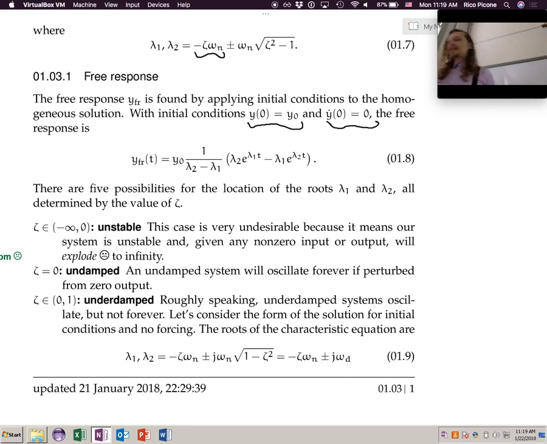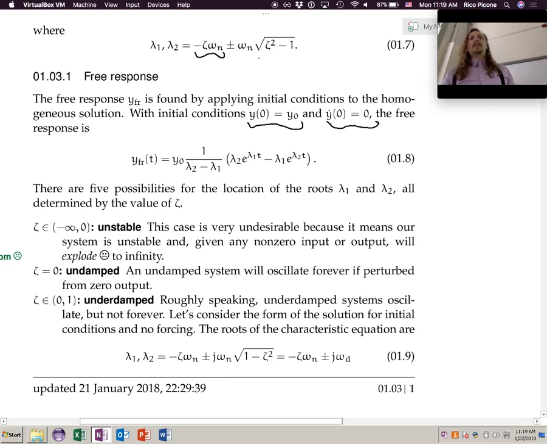Okay. If zeta is equal to 0, that's another case. There are 5 cases. Here's the second one. Zeta is equal to 0. It means it's an undamped system. An undamped system will oscillate forever if perturbed from 0 input. So if zeta is 0, the real part of the roots goes to 0, right? There's no real part. So it's neither a decaying nor an increasing exponential.